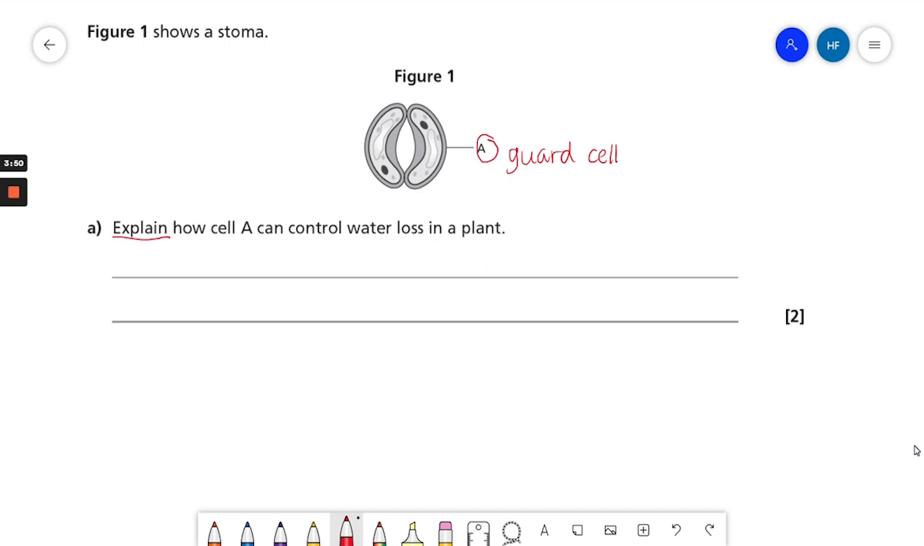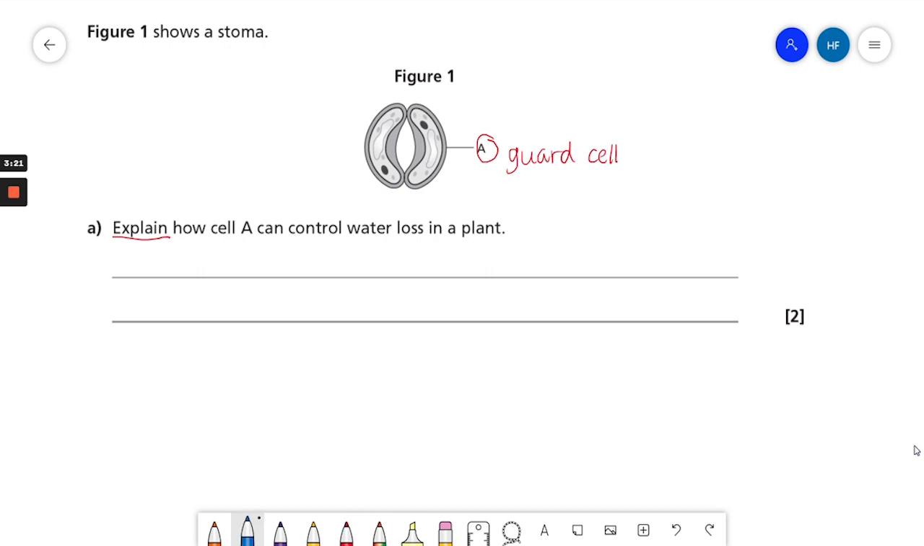And if the plant is short of water, the guard cells become flaccid, or that's a scientific word for sort of being limp or loose, and that causes the stoma to close. Whereas on the other hand, if the plant has lots of water, the guard cells become full of water or turgid, and that makes those stomata open. So let's have a go at putting an answer together.